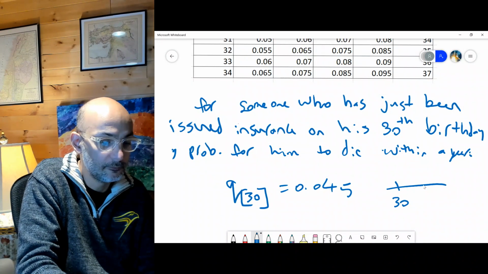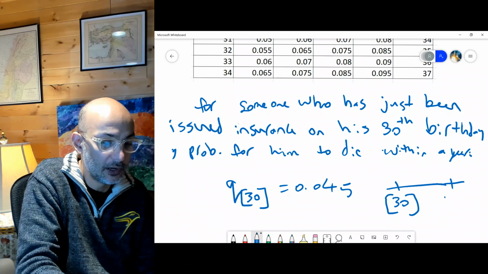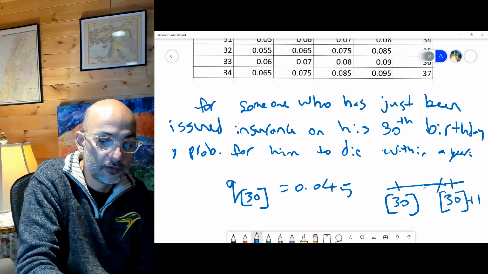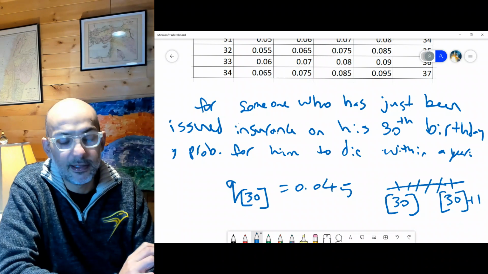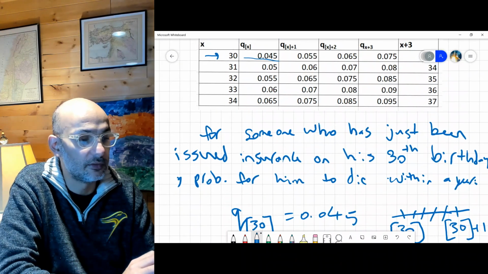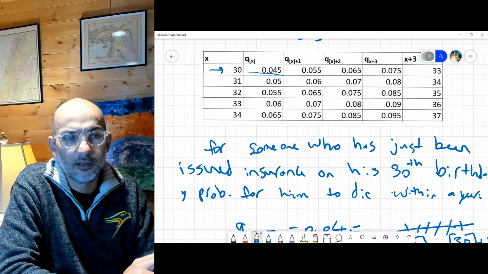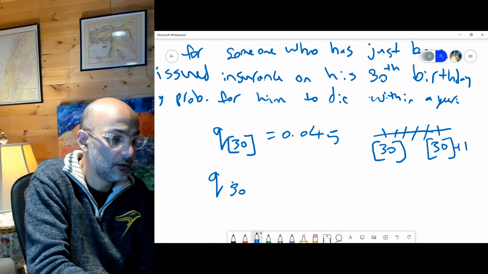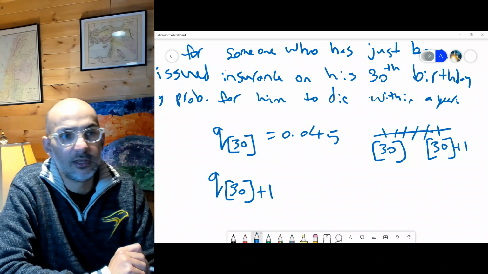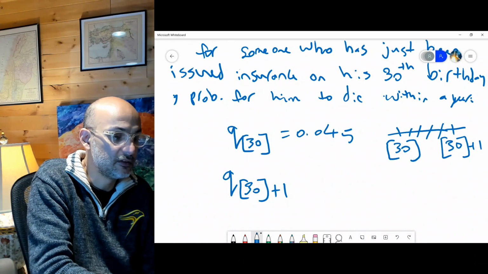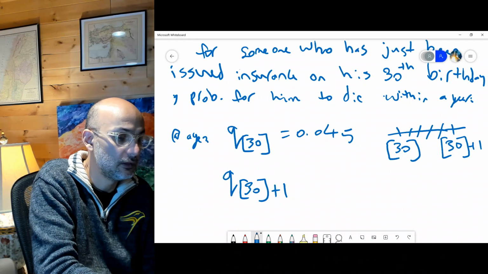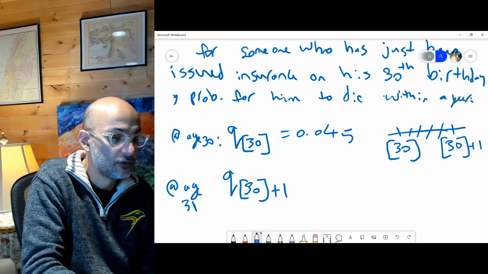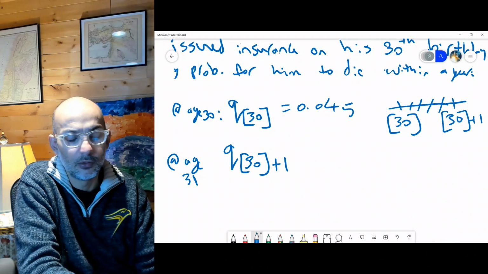So this is 30. Now we don't write it 31, remember, we write 30 plus 1. So this is the probability of death here, right? We follow this table. So let's take another example: what is q[30]+1? How can we read this one? This is at age 31.